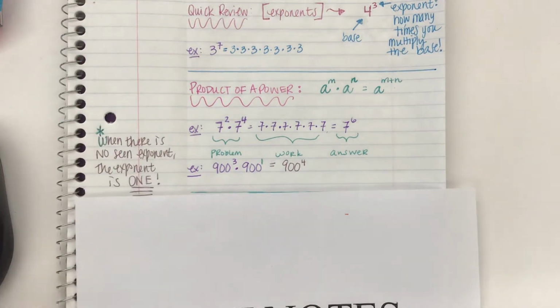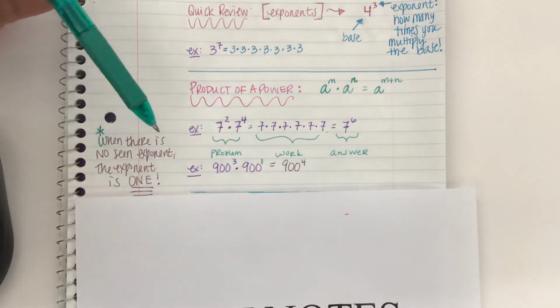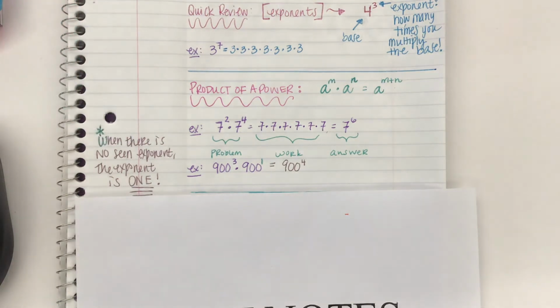And I'm going to go ahead and open that up. This is something that you need to know. That's why I have a star next to it. When there is no seen exponent, the exponent is 1.